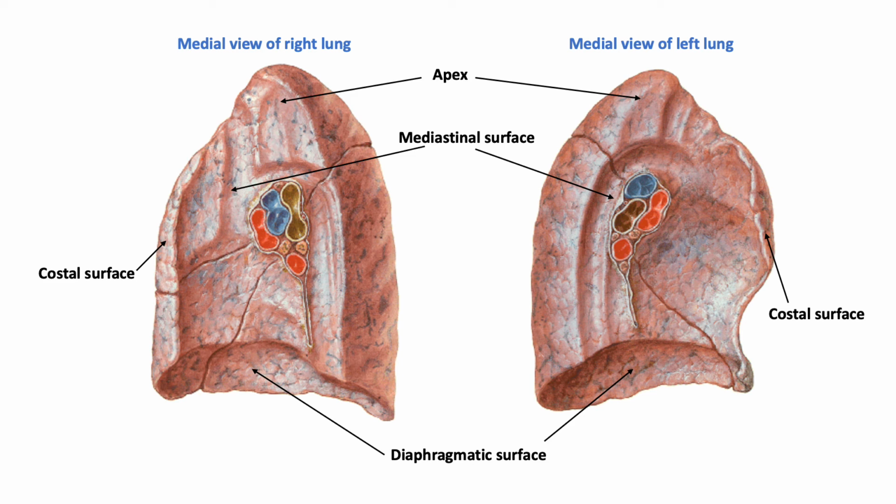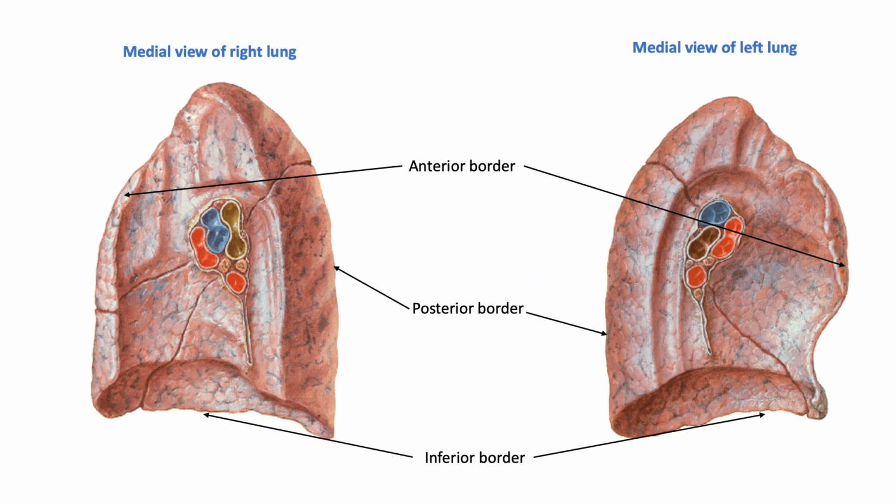The costal surface of the lung is adjacent to the sternum. The mediastinal surface is medial to the mediastinum and posterior to the sides of the vertebrae. And lastly, the diaphragmatic surface rests on the convex dome of the diaphragm muscle. The 3 borders of the lung, anterior, inferior, and posterior, represent where the different surfaces of the lungs interface.